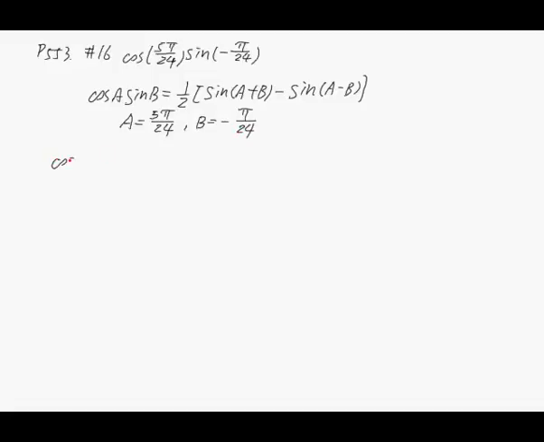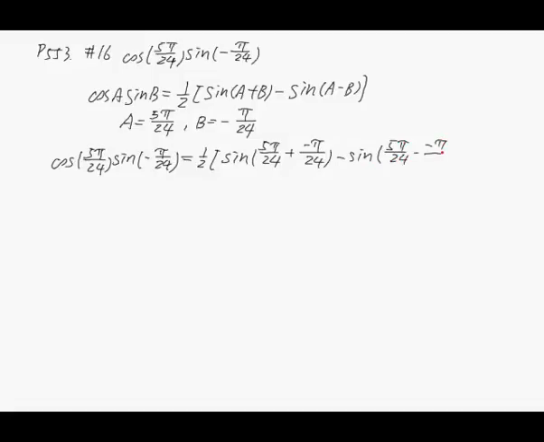So now we have cosine of 5 pi over 24 times sine of negative pi over 24 is equal to 1/2 times sine of 5 pi over 24 plus negative pi over 24, and then minus sine of 5 pi over 24 minus negative pi over 24.